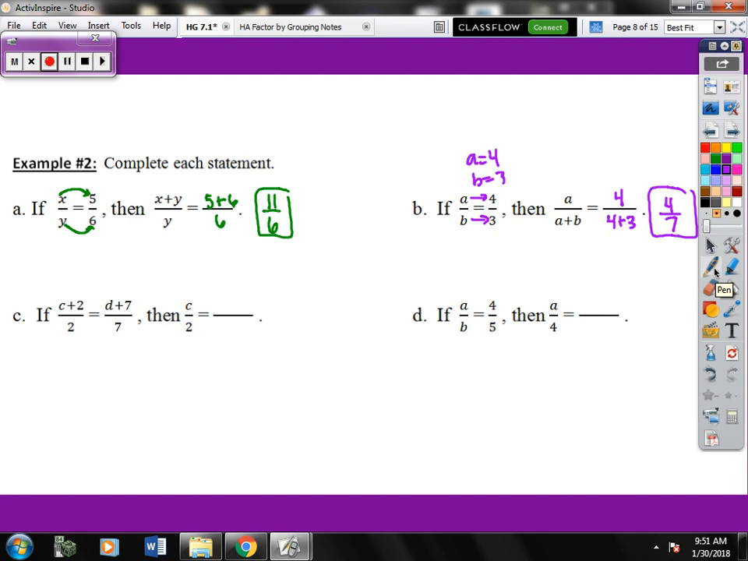See if you guys can figure out the next two, which are a little bit harder. At least C is. See if you can figure it out.